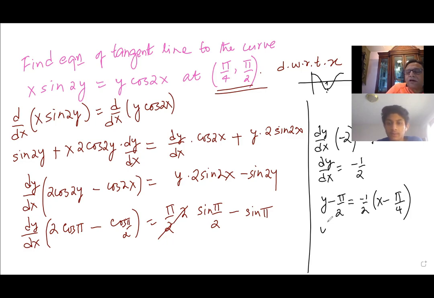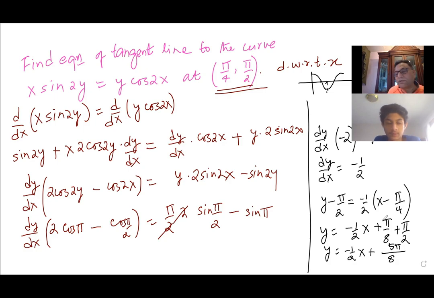So we can write y equals, opening this bracket, minus half x, and this becomes plus pi by 8, and plus pi by 2. So y equals minus half x plus, with 8 as the common denominator, 5 pi by 8. Do you see how we got this equation?